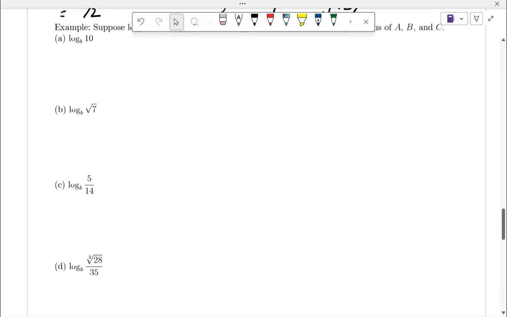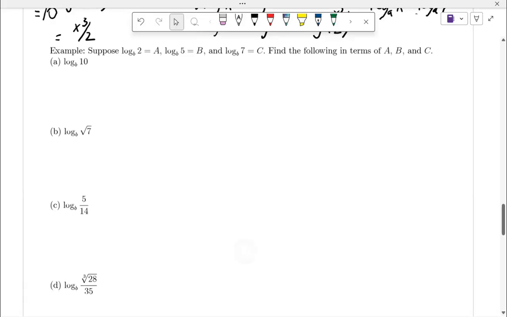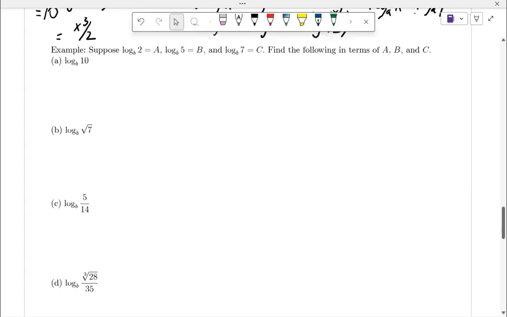Let's look at this next one. The next one is just playing around with properties. Now be careful on these. This is not saying that A is 2. This does not say that B is 5. This does not say C is 7. It says that if I take the log base b of 2, I get the letter A, and so on down the line. The idea is to play around with the properties to rewrite this in terms of those things.